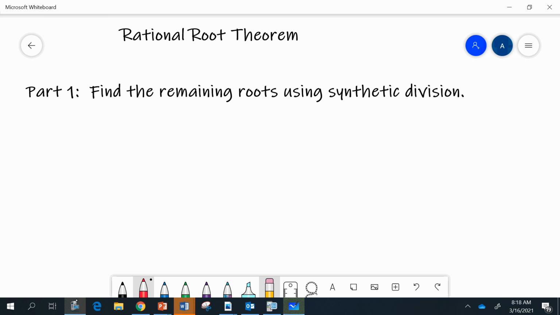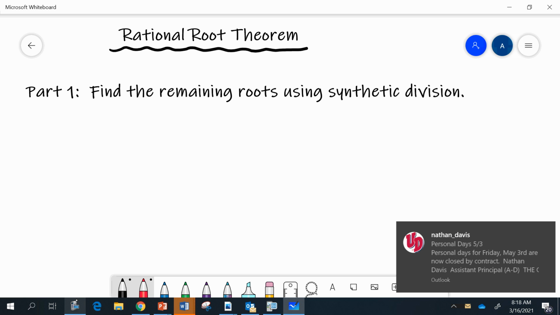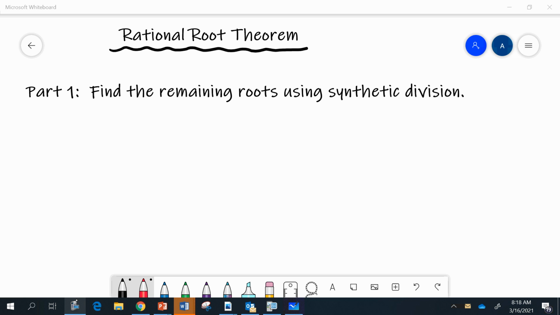All right, title a new page in your spiral notebook, the rational root theorem. Before we get there, we're going to start with part one, which is to find the remaining roots of a polynomial using synthetic division. So this is what we did first today in class.